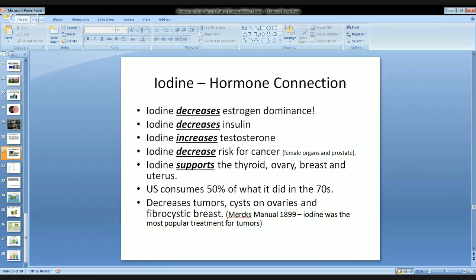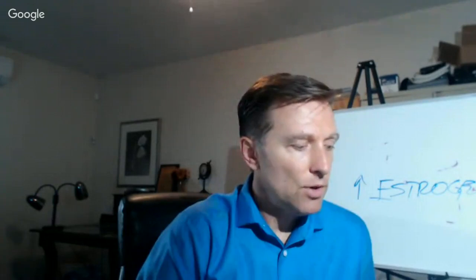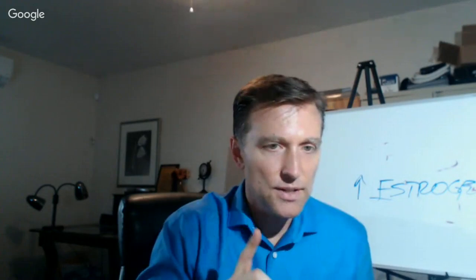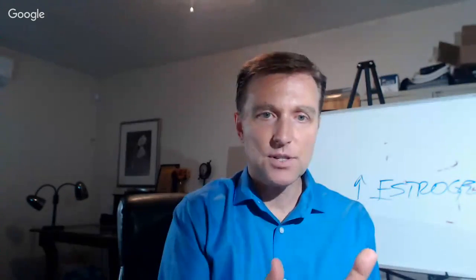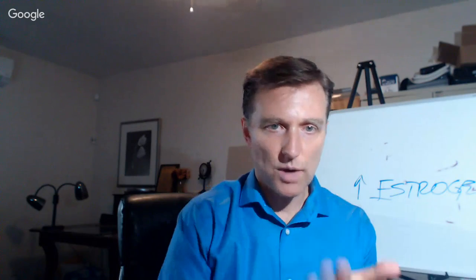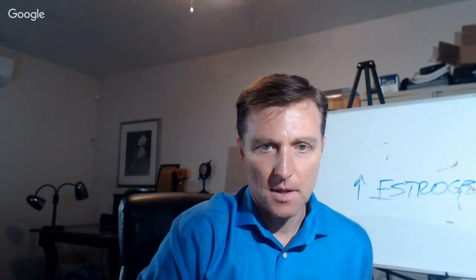The problem is that in the 70s, we had 50% more iodine in our foods than we do now. The other thing that's interesting is that women with cysts and fibrocystic breast, especially fibrocystic breast or cysts on the ovaries, respond so fast with iodine. Fibrocystic breast is a precancerous condition, and you give a little iodine. I like to give sea kelp, and that goes away. So iodine is a known anti-cancer, simple remedy.